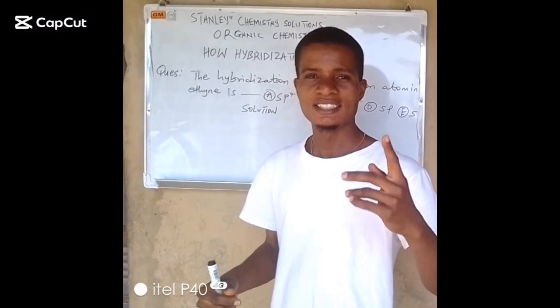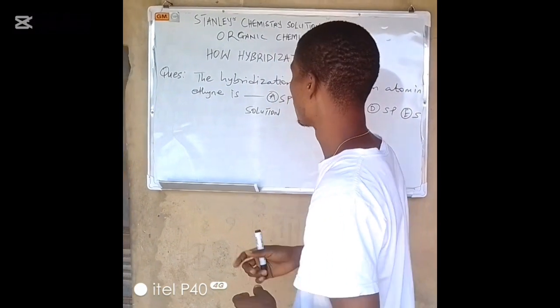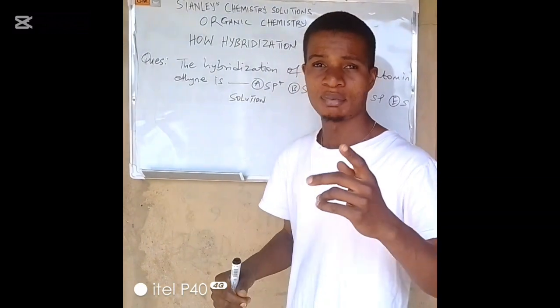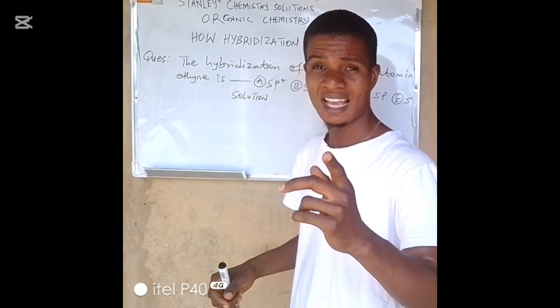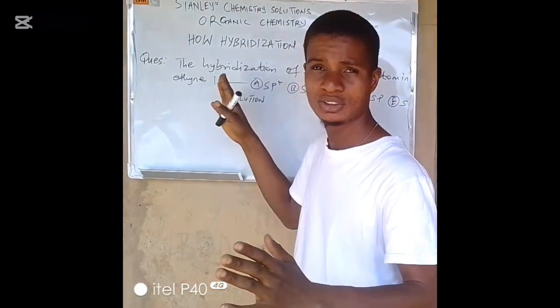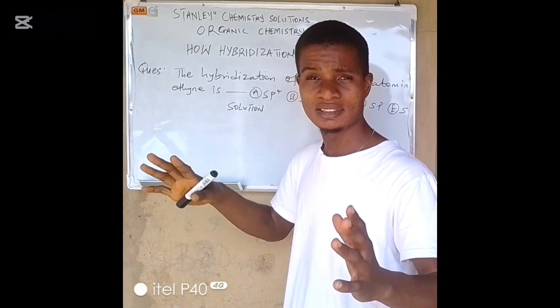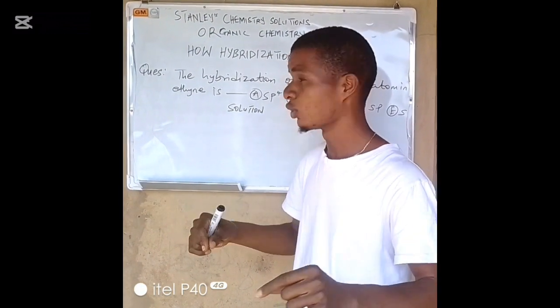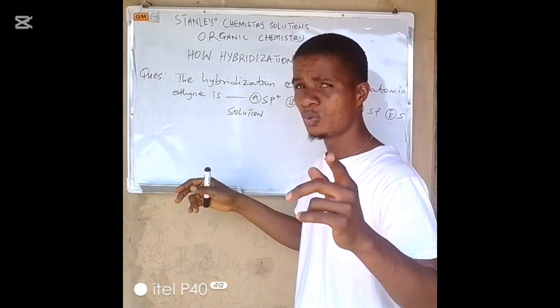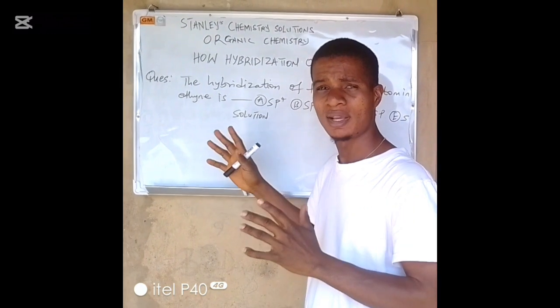And WAEC candidates, listen to this, very important. Now, I have a question to solve on the hybridization of carbon atoms in the ethyne molecule. I want to use it to show you how hybridization occurs, how hybridization forms in a carbon atom. From there, we answer this JAMB question.